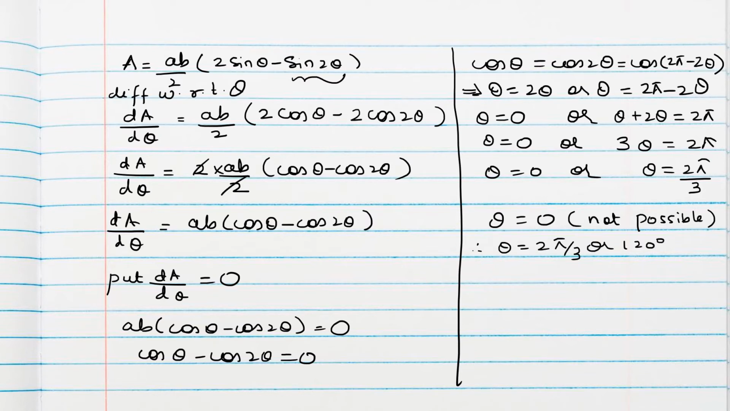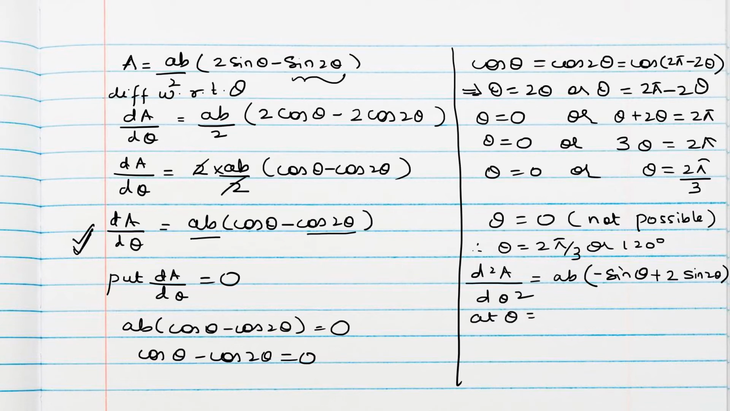This is the critical point. Okay. Now, we should find the double order derivative. Then at this theta, we'll check the value whether it is positive or negative. So now this expression we should differentiate again. So AB is coefficient. Derivative of cos theta is minus sine theta. Derivative of cos 2 theta will be, minus is already there, and derivative will be minus, so it will become plus 2 sine 2 theta. Okay. Now at theta equal to 2 pi by 3, we'll check this value.